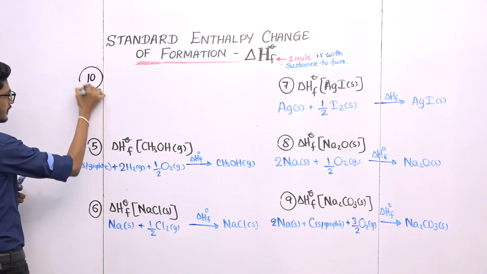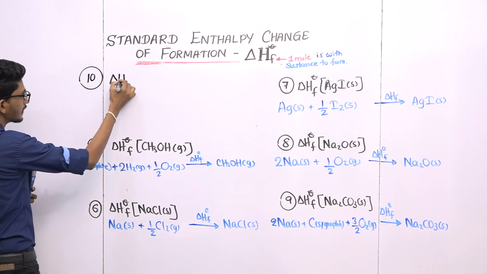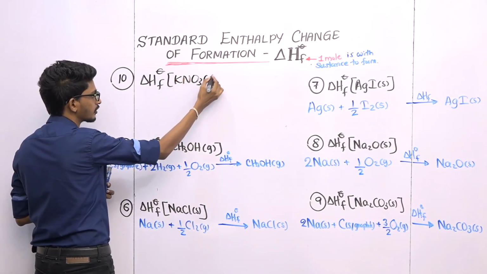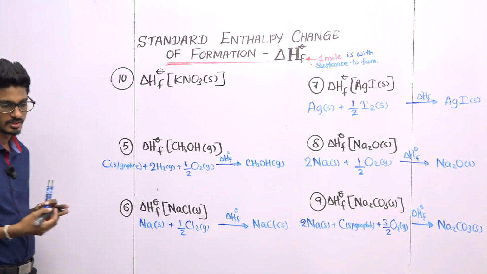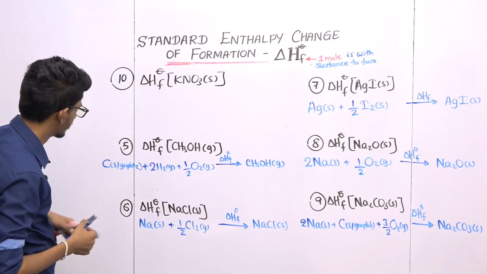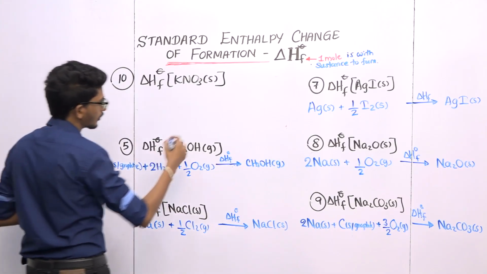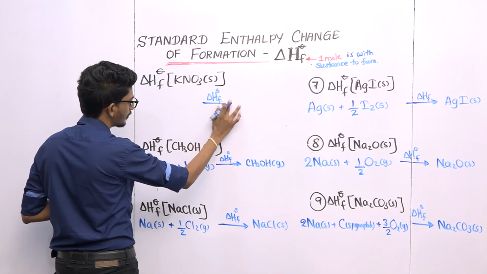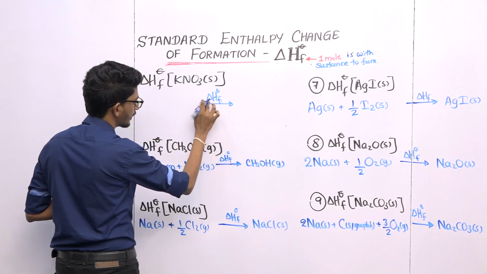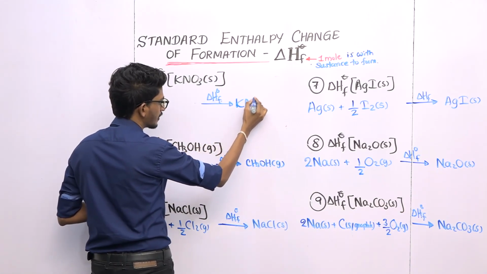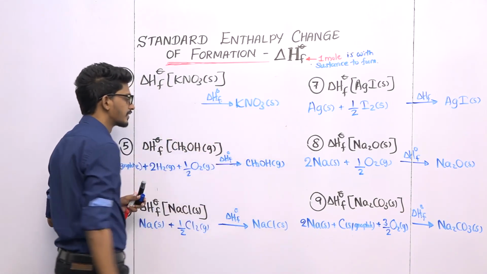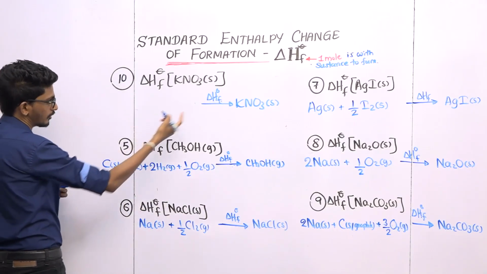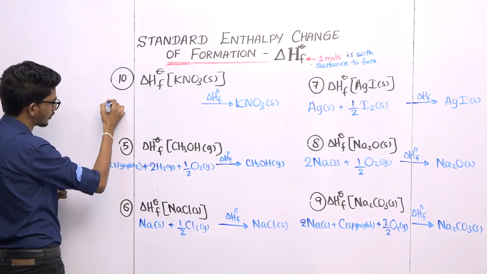Number 10 is for the delta H naught F of KNO3, potassium nitrate solid. Let's write the thermochemical equation of this. First, the one mole is all about the delta H naught F, the formation of potassium nitrate solid. So that is where the one mole stands. Then the reference forms: the reference form of potassium, it's a metal, so it comes as a solid.